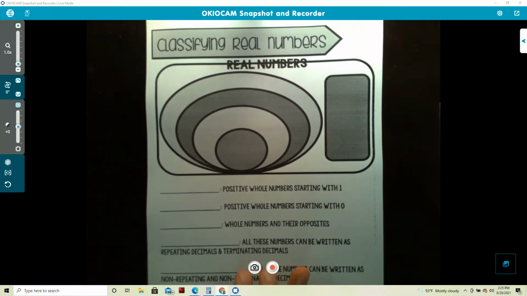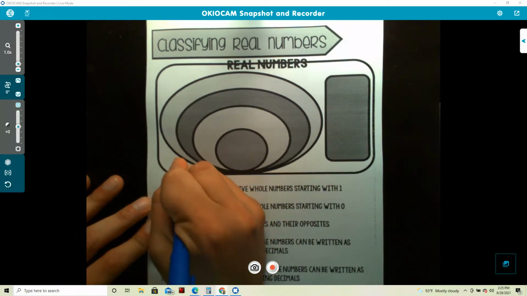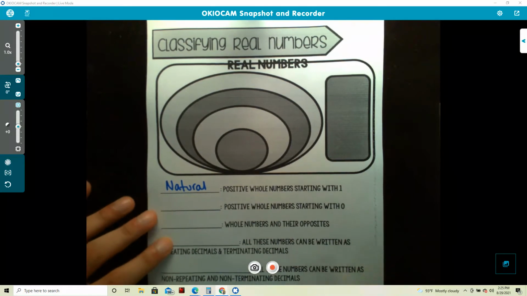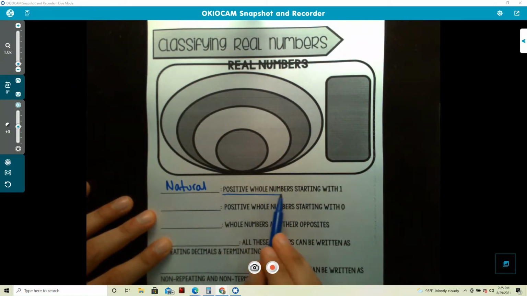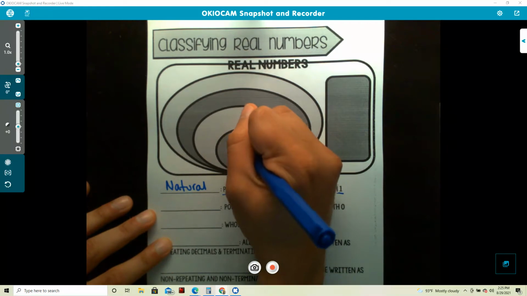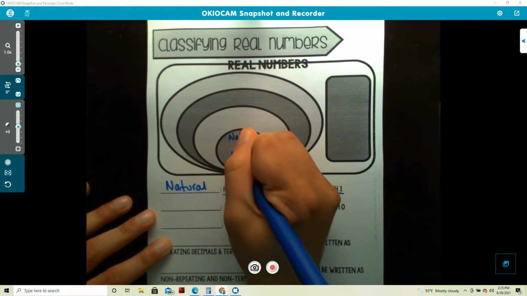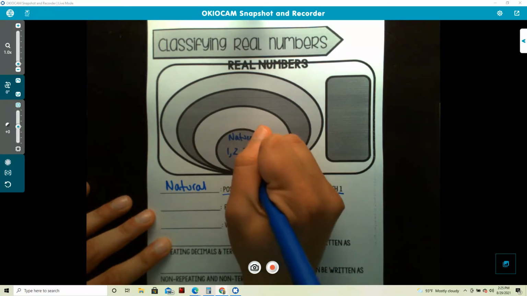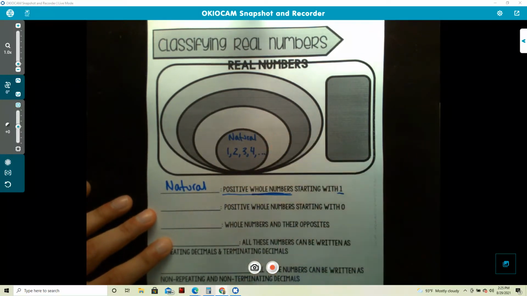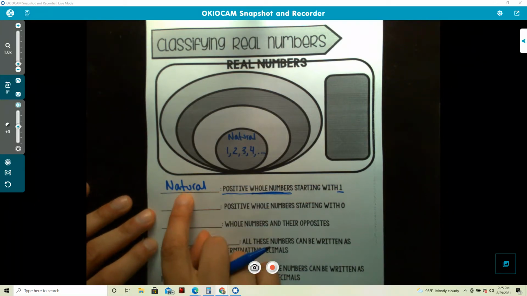So the first one is natural numbers. Go ahead and write this in, natural. Natural numbers are positive whole numbers. So whole numbers, no decimals, no fractions, starting with 1. Natural is going to be this little bubble right here. They start with 1, so that means 1, 2, 3, 4, 5, 6, and going on. As long as it's a whole number, it doesn't include negative numbers, and it does not include 0. So those are natural numbers.